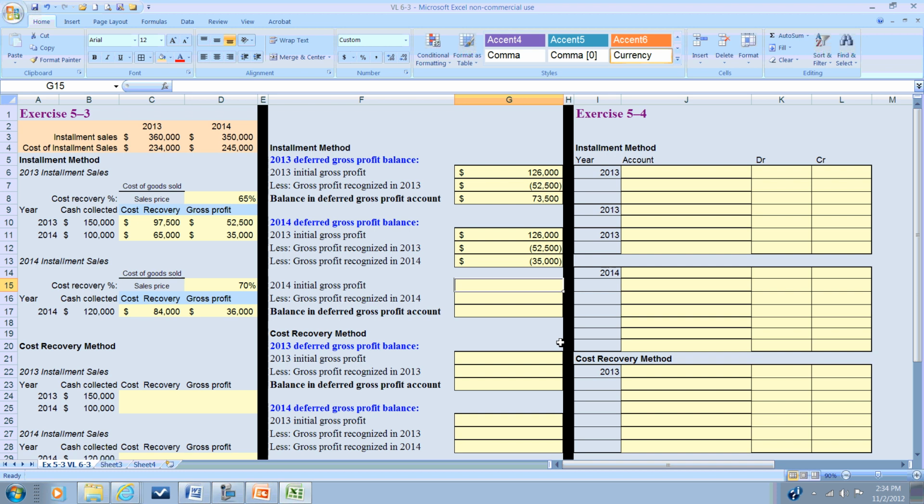In 2014, we had additional sales. The gross profit from those sales is 105,000. We recognized 36,000 in 2014. So the balance in our deferred gross profit account at the end of 2014 is going to be the sum of all of these numbers, or 107,500.